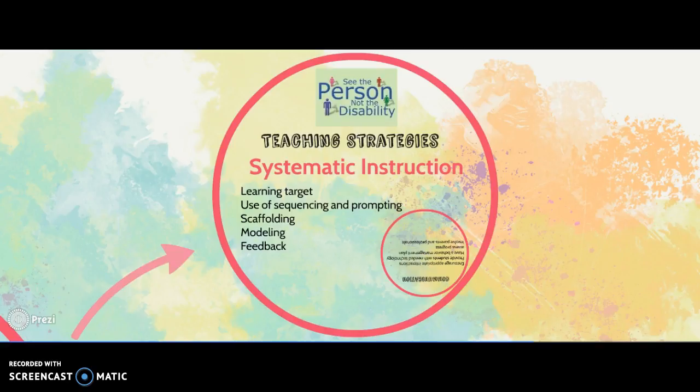With sequencing, you are determining which prompts to provide students. You want to give students the least amount of assistance, and the most amount of assistance, or enough to perform a skill or behavior correctly. Sequence prompts from least to most, beginning with the independent level, and progressing to increased assistance within the hierarchy.